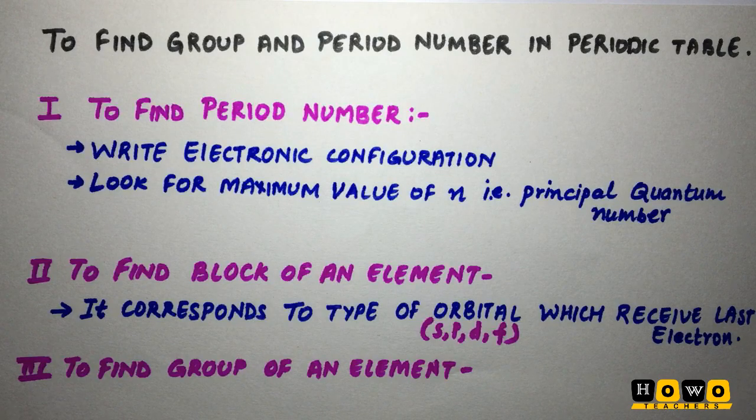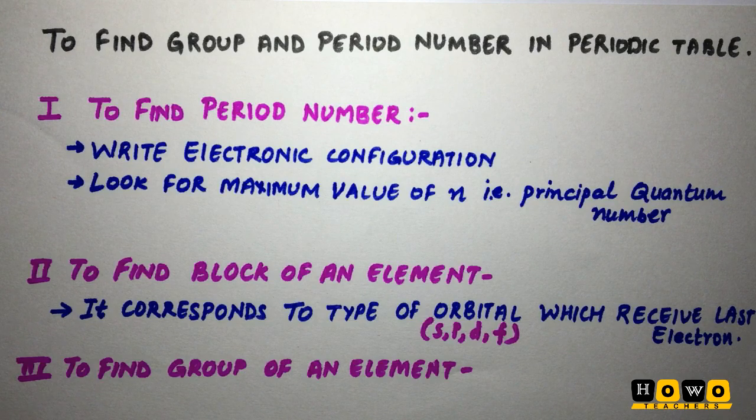Hello students, in this video I will be telling you how to easily find out the group, the block and the period number in a periodic table. Whatever atomic number is given to you, you can easily find the electronic configuration and then write its block, group and period number.